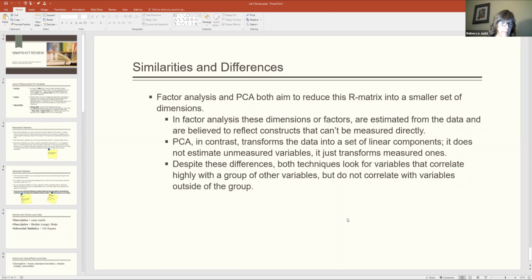Does that clear up any of the APA questions? Because I know I've had some specific APA questions, and so I wanted to clear that up for everybody on that part.